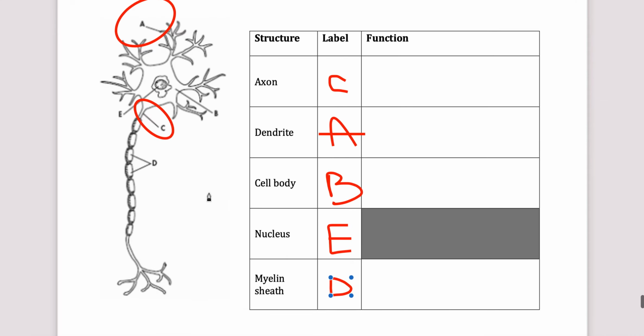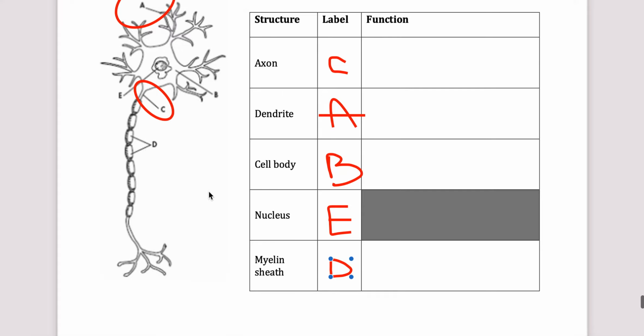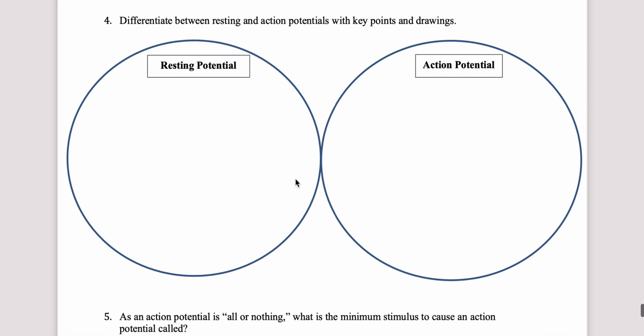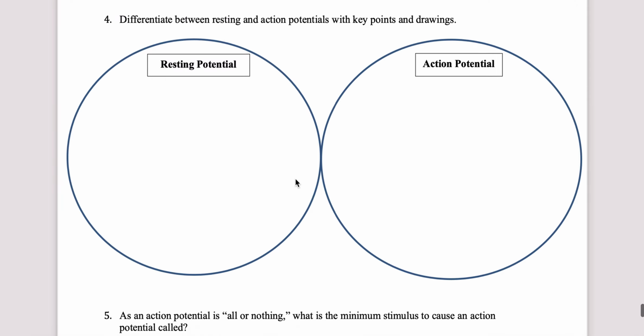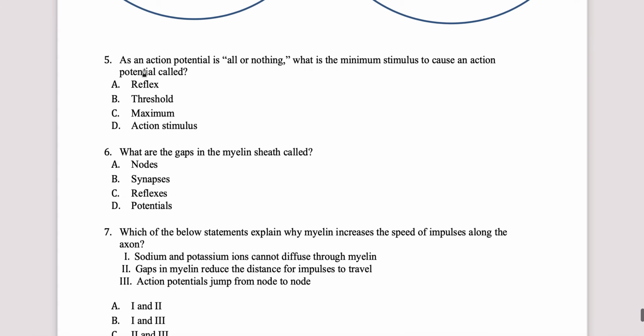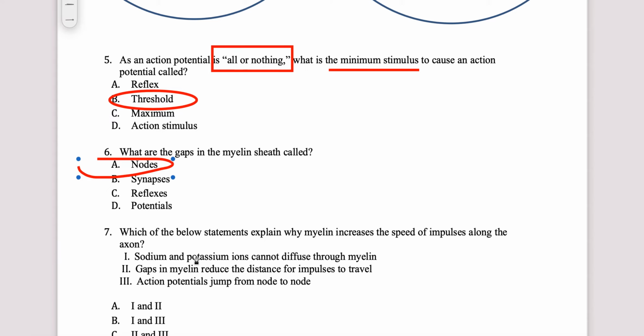Functions, you can just go back please and read out the functions. Action potential and resting potential we already discussed. If you want to see more about it, you can go back to the notes or go to the answers. An action potential is all or none principle, yes, and the minimum stimulus needed for it is called the threshold. What are the gaps in the myelin sheath called? These are called the nodes.